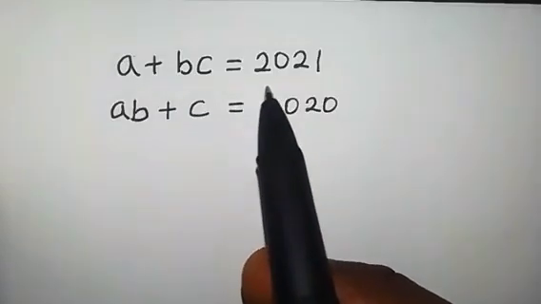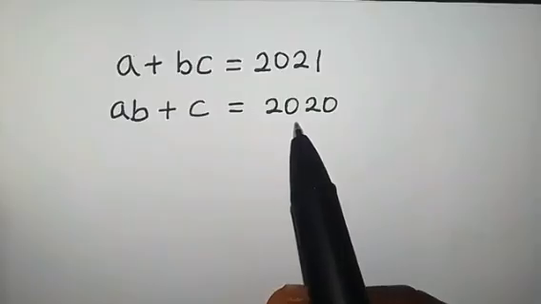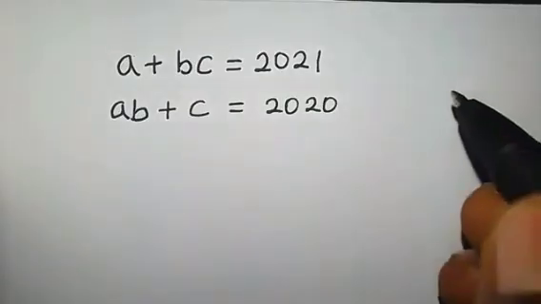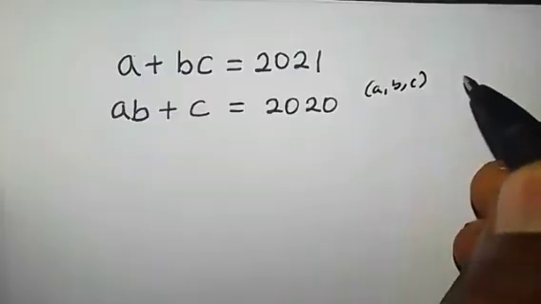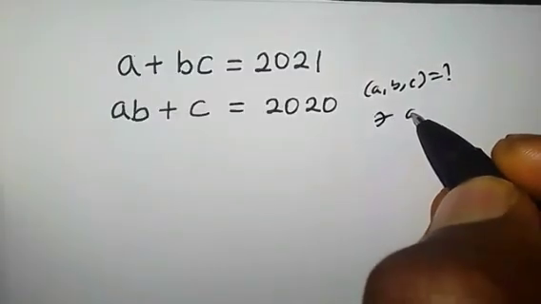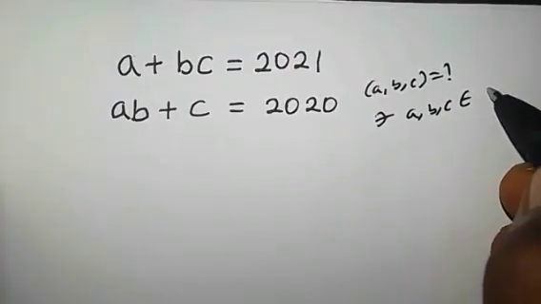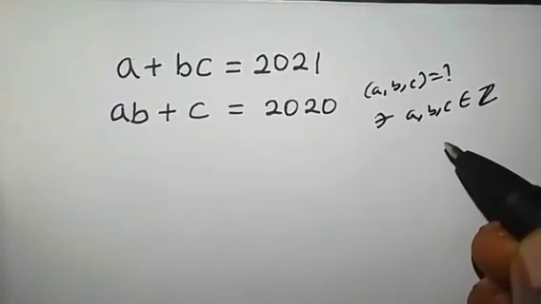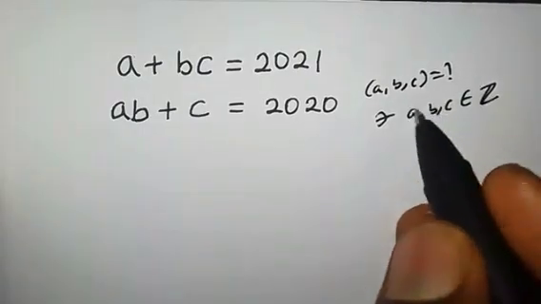A + BC = 2021, AB + C = 2020. We want to find A, B, C such that A, B, C belong to the set of integers. So A, B, C has to be in the set of integers. Don't worry much about this.